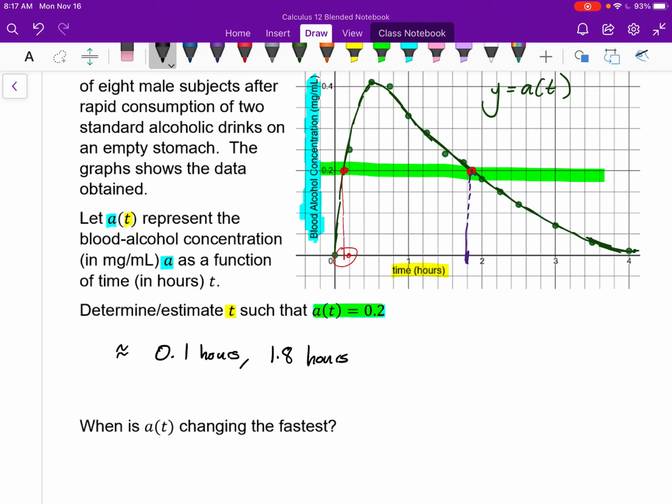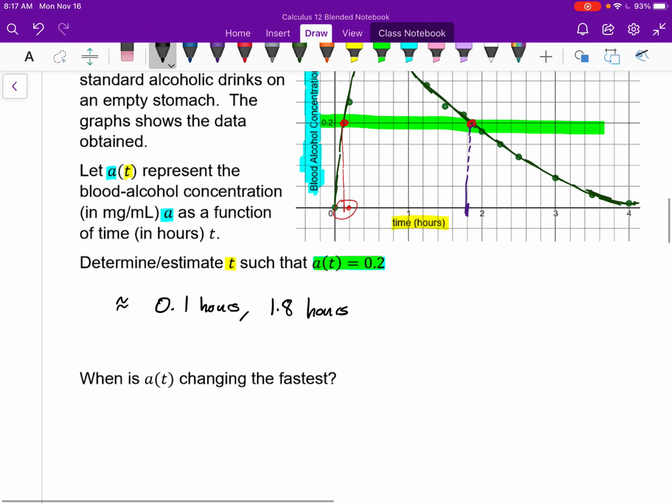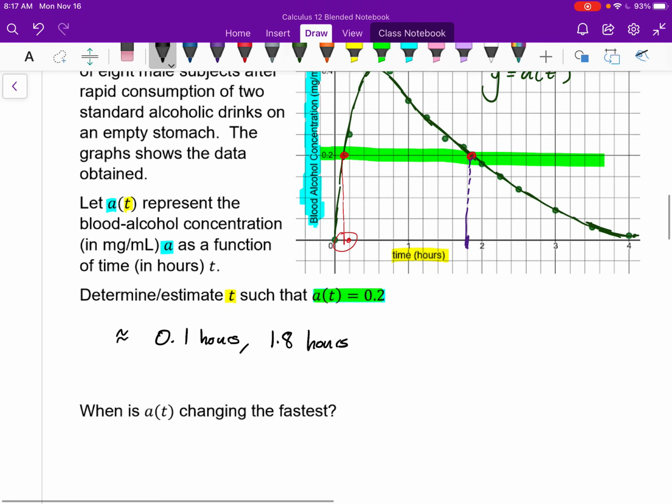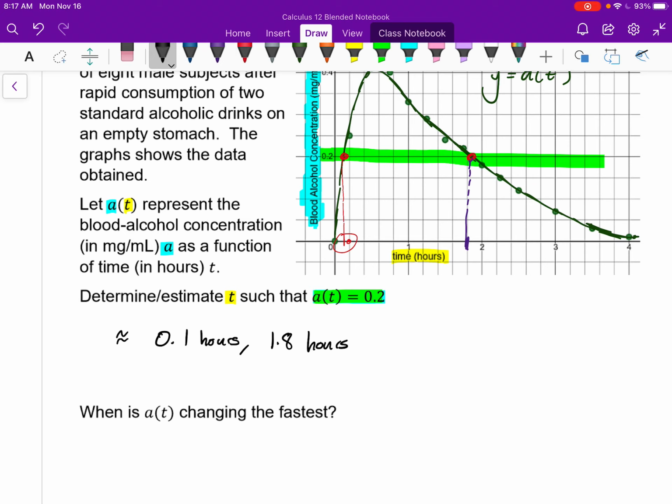Again, I'm definitely estimating, but there's good estimates and bad estimates, and these are both, I think, decent estimates, from the data we have. My next question: when is A of t changing the fastest? Now, this idea is actually going to be an ongoing idea of this course, the idea of looking at the change of things and describing the change.